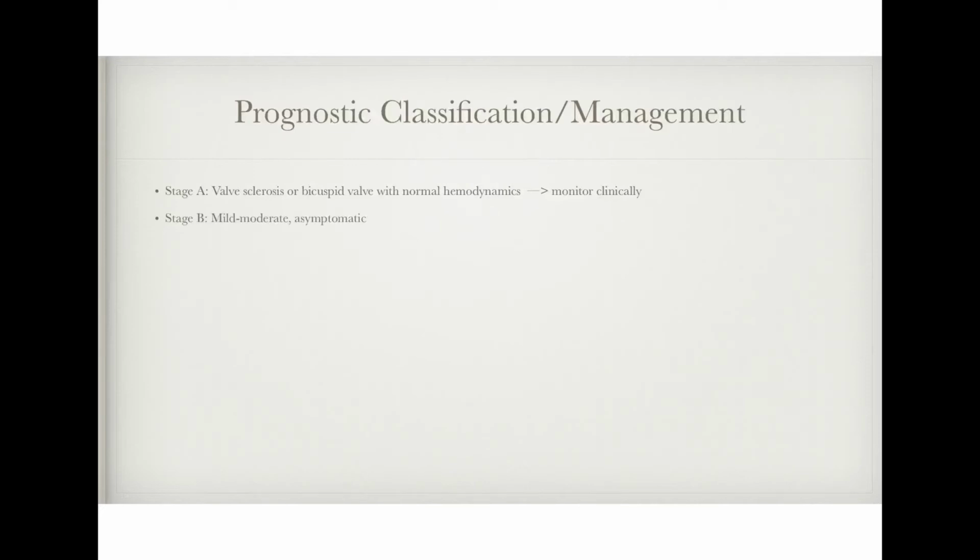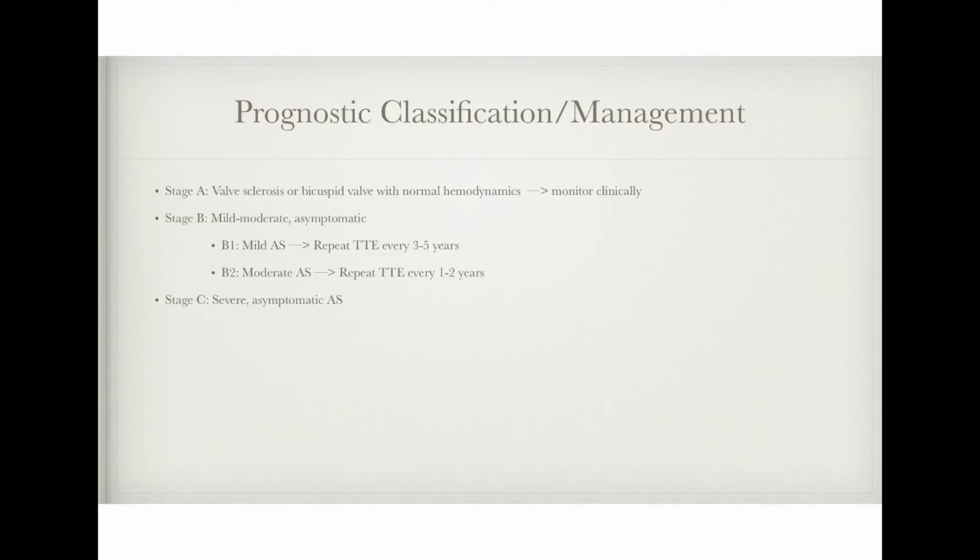Stage B includes both the mild and moderate severities of aortic stenosis and patients who are asymptomatic. Typically, patients with symptoms attributable to the aortic stenosis automatically have severe disease. Mild aortic stenosis should get an echo repeated every 3 to 5 years, whereas patients with moderate aortic stenosis should have echo repeated every 1 to 2 years.